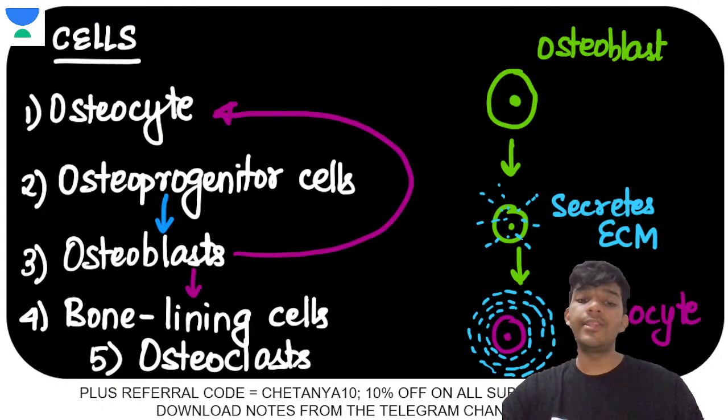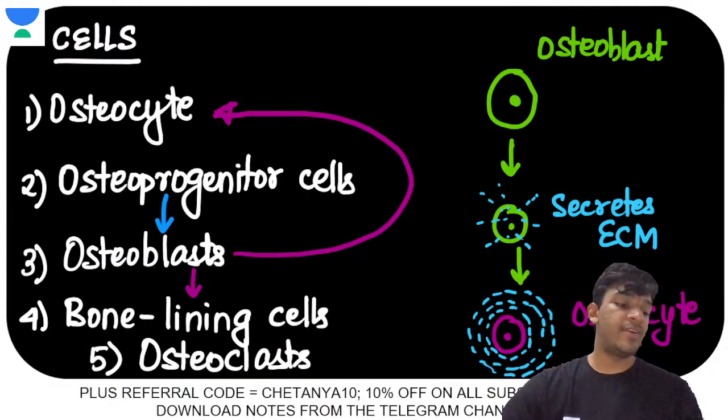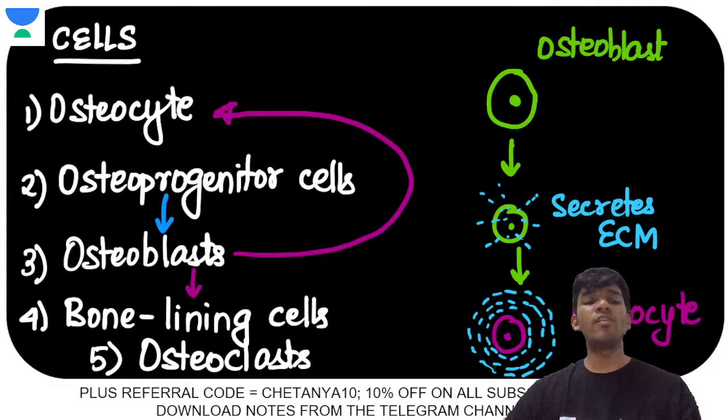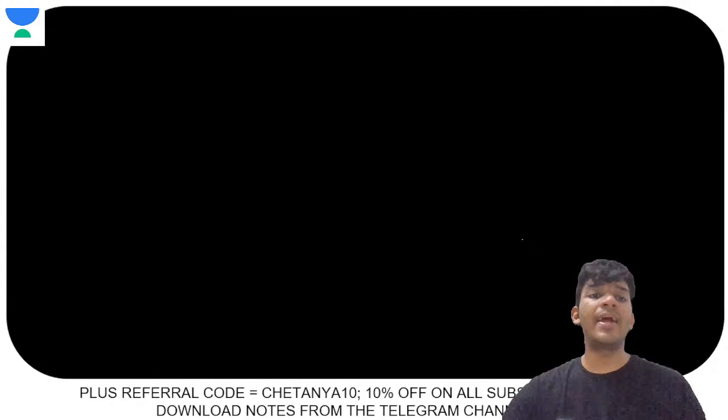Now what are osteoclasts? Osteoclasts are going to eat the bone, so they are nothing but phagocytic cells. Now, how are they derived? It is very, very interesting. It is sort of like a macrophage of the bone.